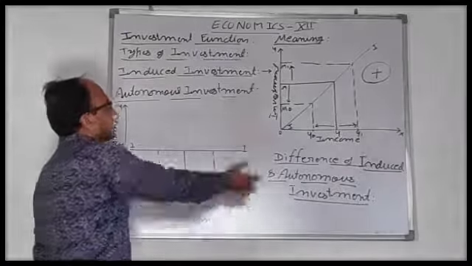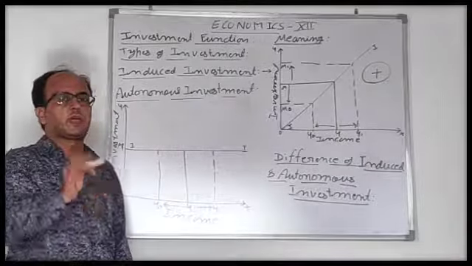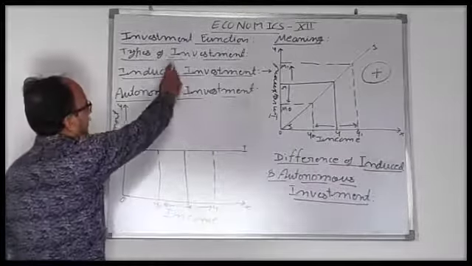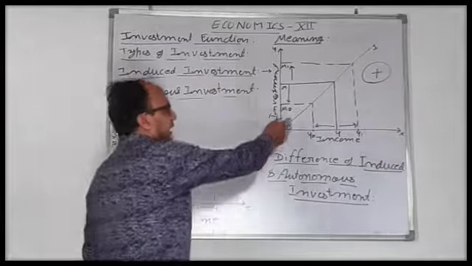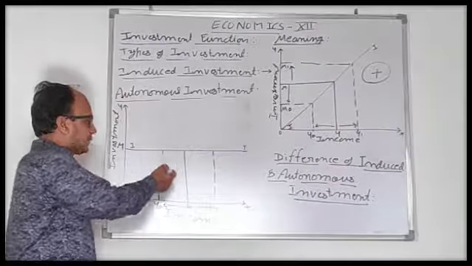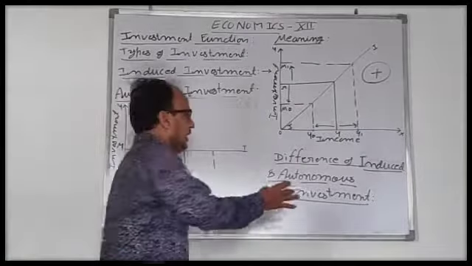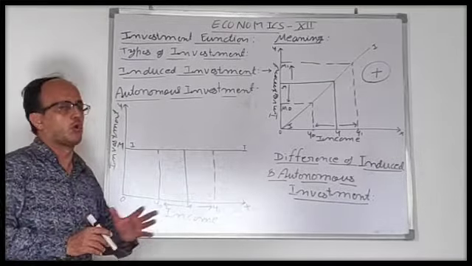So in today's class we studied about investment, and I think it's clear what is investment, the meaning of investment, then types of investment, induced investment, its meaning, then its diagram, and then autonomous investment, its meaning and its explanation by the diagram, and in the last we studied the difference between induced investment and autonomous investment.